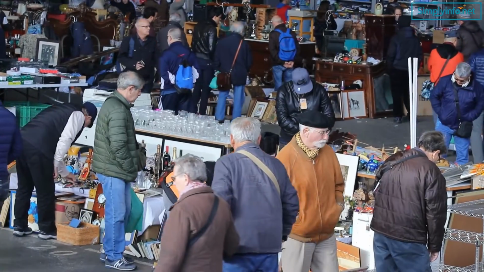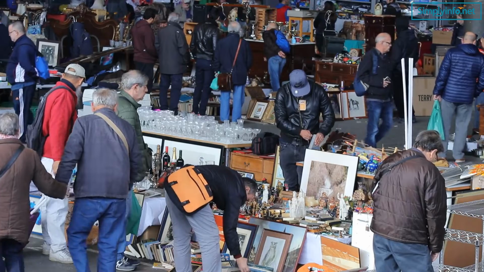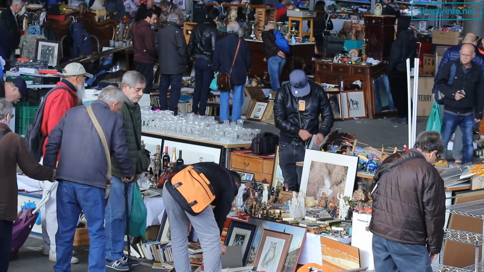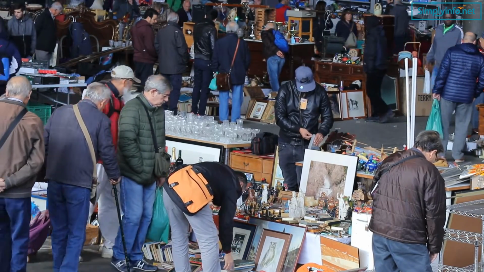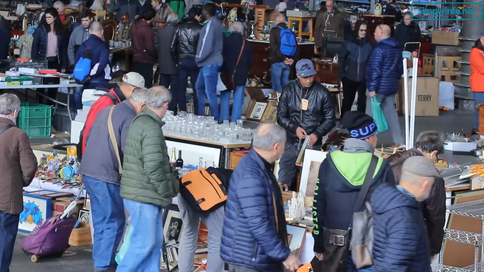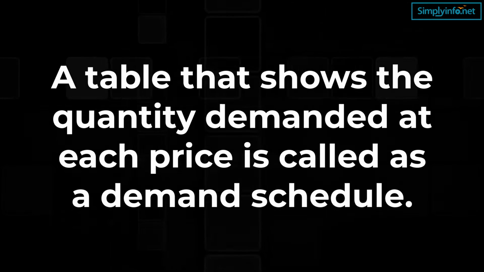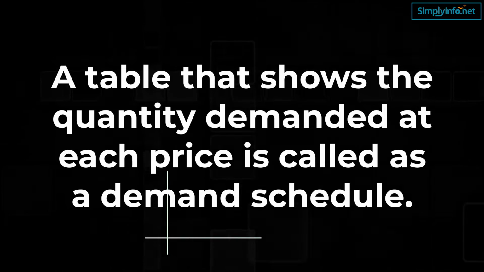Demand curves will appear a bit different for each product. They may appear relatively steep or flat, or they may be straight or curved. Nearly all the demand curves share the fundamental similarity that they slope down from left to right. A table that shows the quantity demanded at each price is called a demand schedule.